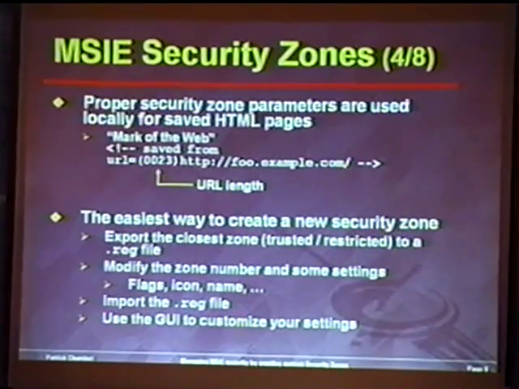Then the easiest way to create a new security zone is, as usual, to export the closest zone to your need. So if you want to create a new zone that would be like the restricted zone, you can export the restricted zone to a .reg file. Then you modify the exported file to modify the zone number, flags, icon, name, etc. We're going to see that. And then you re-import the .reg file into your registry. And then you can use the graphical user interface to modify the parameters like the other zones, in fact.